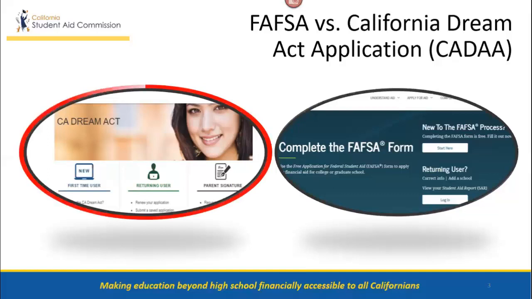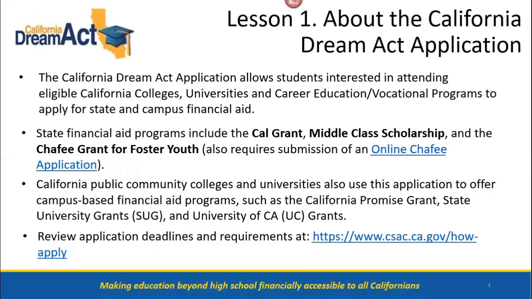In this training video, we are going to be talking specifically about the California DREAM Act application. It's important to remember that students will complete only one application, never both. The California DREAM Act application allows students interested in attending eligible California colleges, universities, and career education or vocational programs to apply for state financial aid. Some of the state financial aid programs that California students may be eligible for by completing the DREAM Act application include the Cal Grant, Middle Class Scholarship, and the Chafee Grant for foster youth.